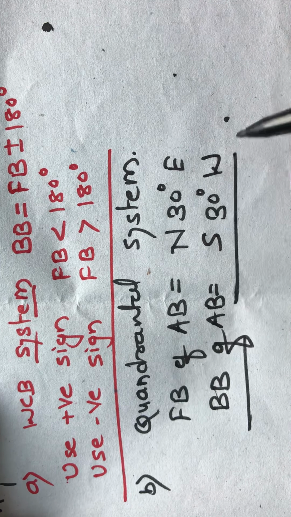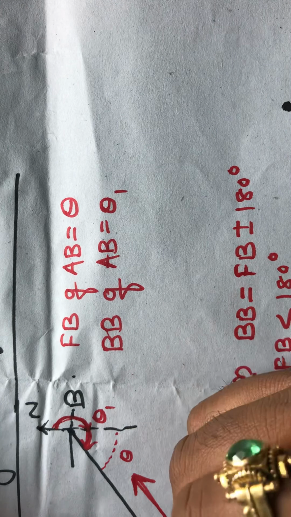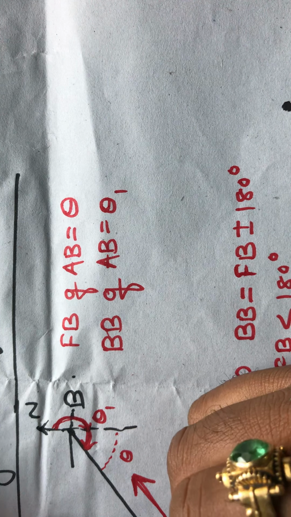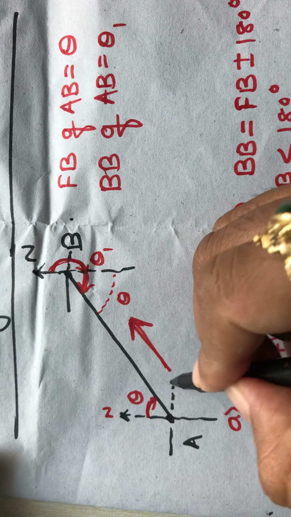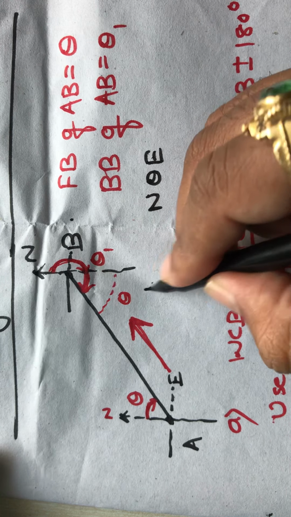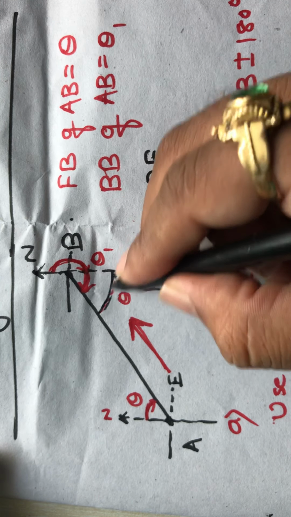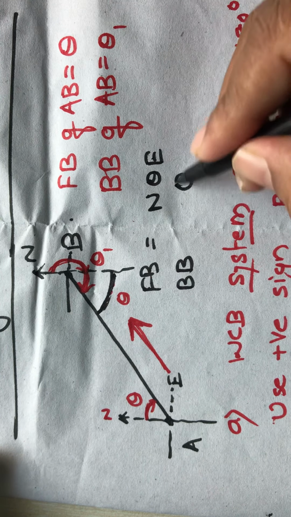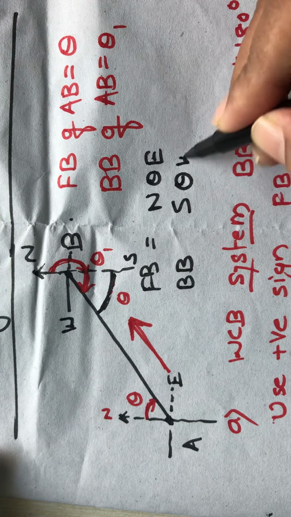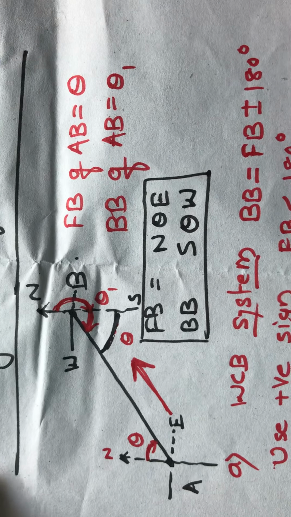Okay, simple, south west. You can see here this angle is north theta east, that is the fore bearing. What is the back bearing? This is the opposite angle, theta is the same, but now it is south west. So this is in the quadrantal bearing.